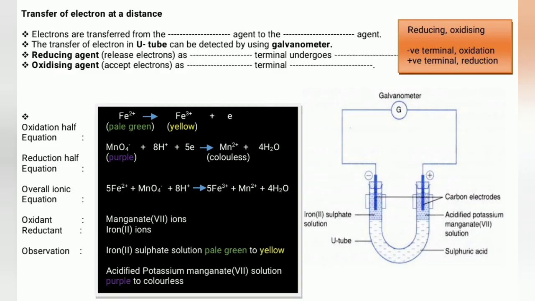To investigate oxidation and reduction reaction based on transfer of electrons at a distance. Electrons are transferred from the reducing agent to the oxidizing agent. When the reducing and oxidizing agents are separated by an electrolyte in a U-tube, the transfer of electrons occurs through the connecting wires and can be detected by a galvanometer. The electrolyte allows the movement of ions to take place, thus completing the electric circuit. This is to ensure a continuous flow of electrons in the external circuit.